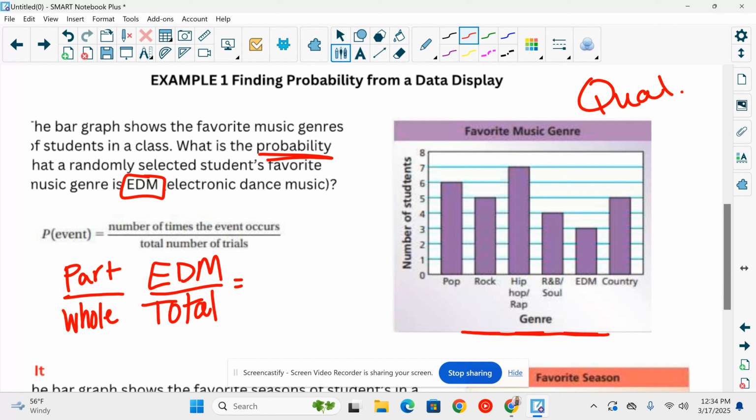How many people chose EDM? 3. Out of a total of, we would add it all up. There's 6, 5, 7, 4, 3, 5, 30. So 3 over 30, which simplifies to 1/10. As a percent, it would be 10%. As a decimal, it would be 0.10. Those are your probabilities.